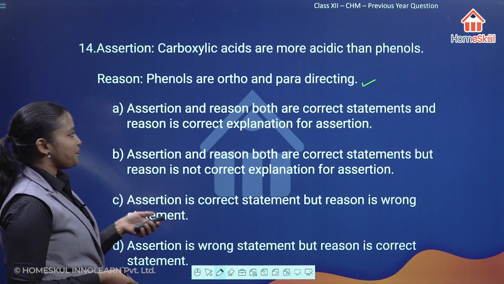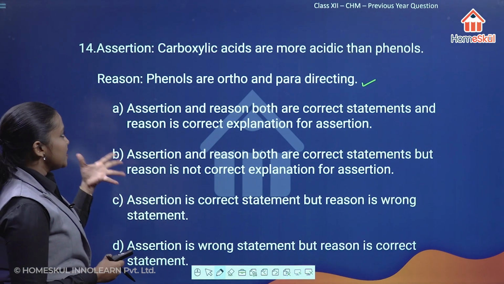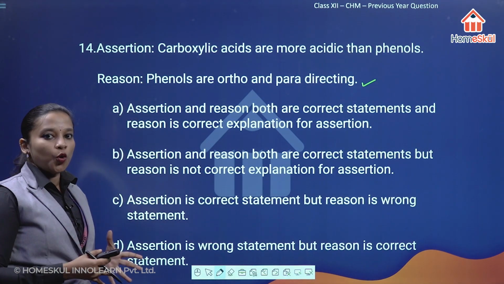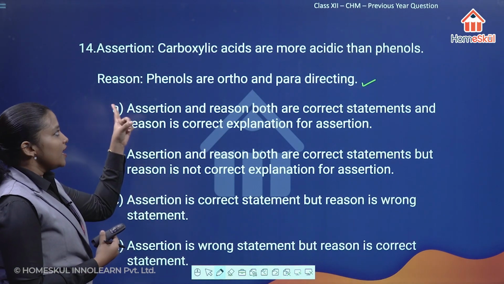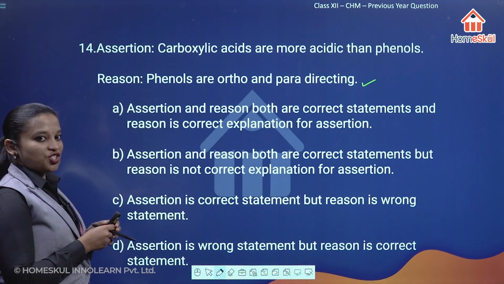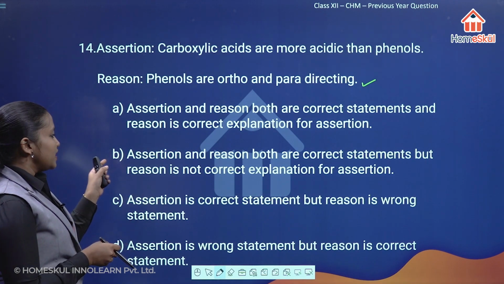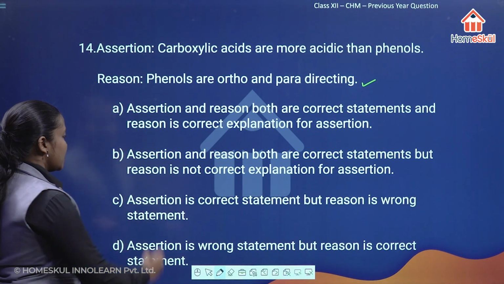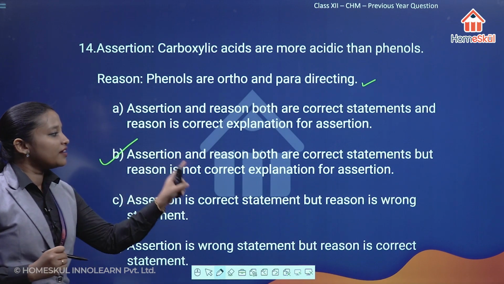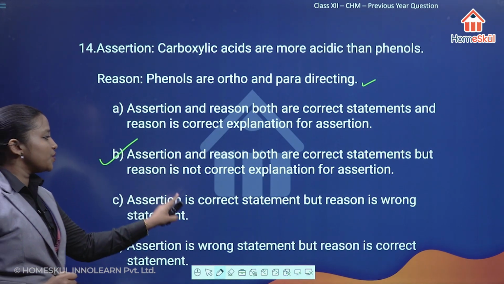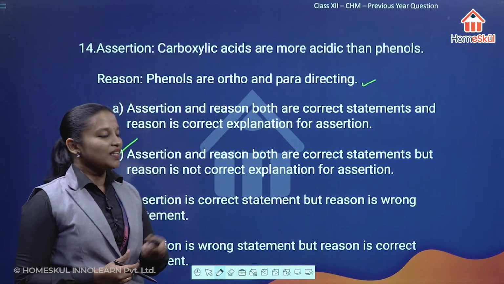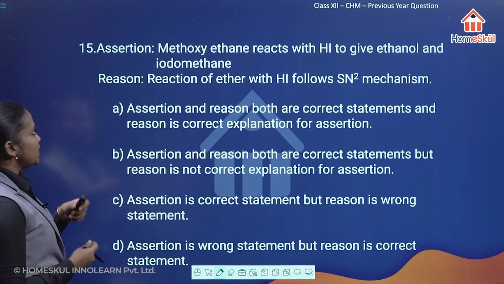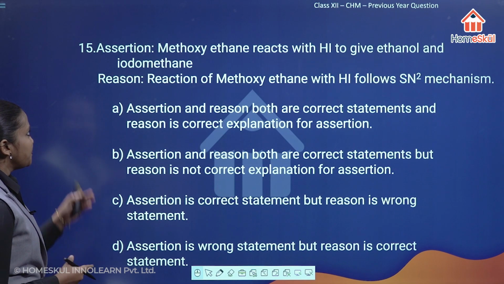Okay, so from this we can understand that both of the statements are true, but the reason is not the correct explanation of the assertion. So the correct option is B. Assertion and reason both are correct statements, but the reason is not the correct explanation of the assertion. Okay, now we are moving on to the next question, the 15th question.